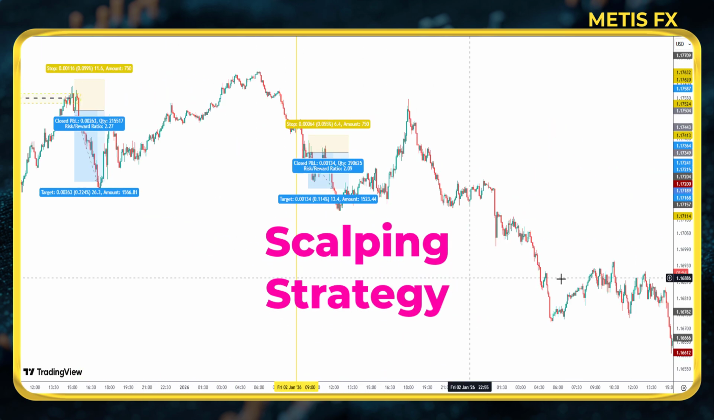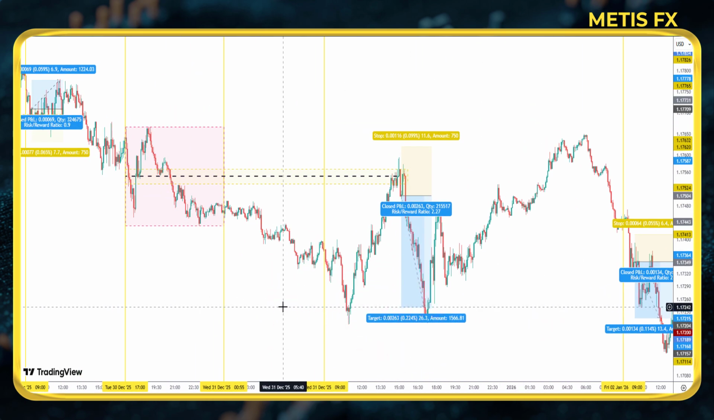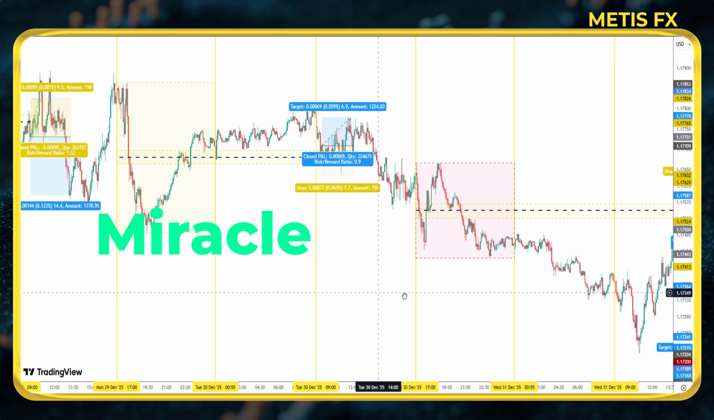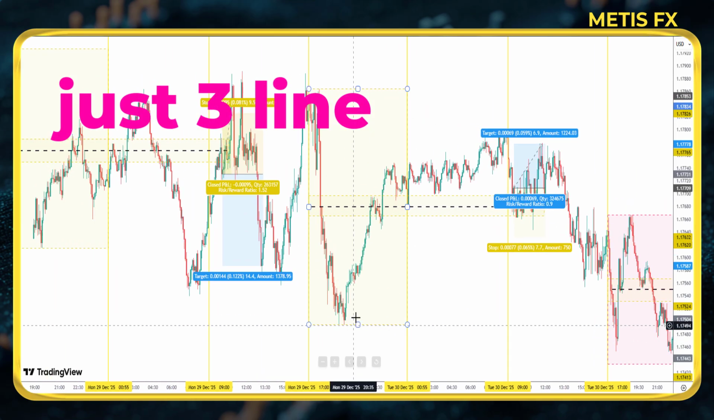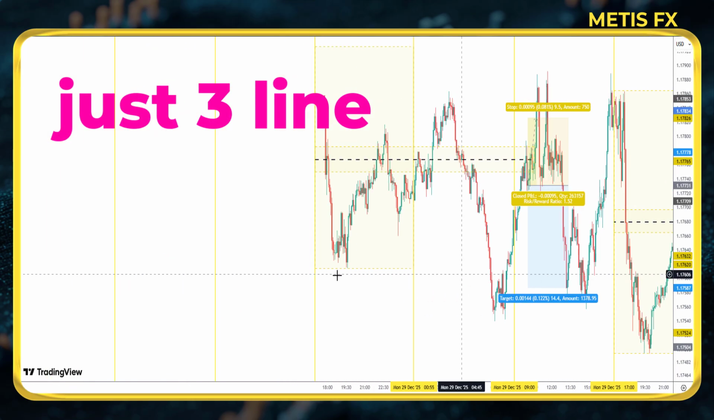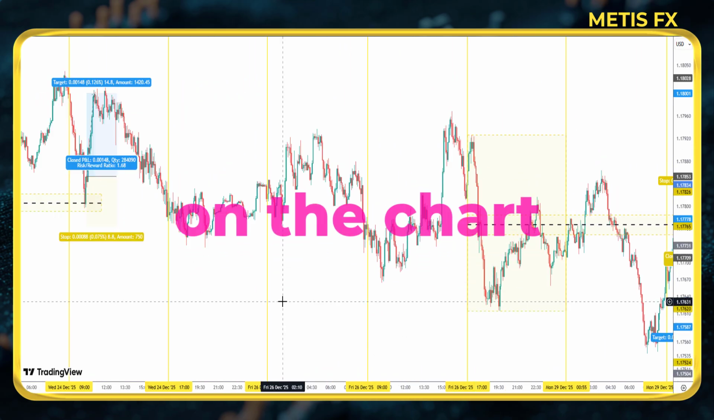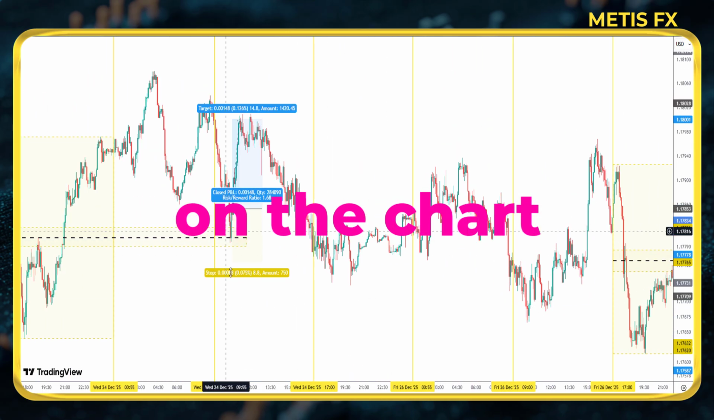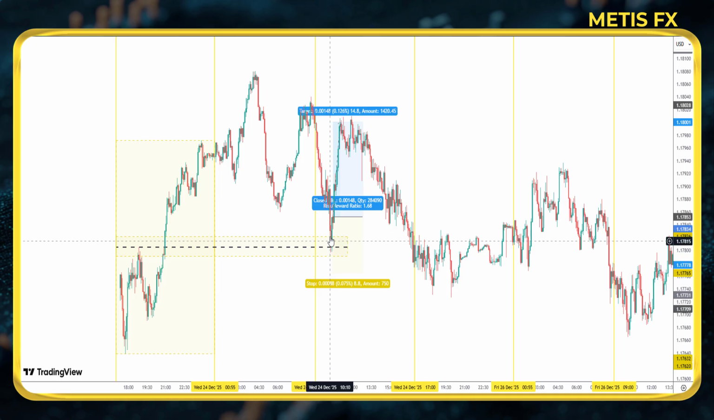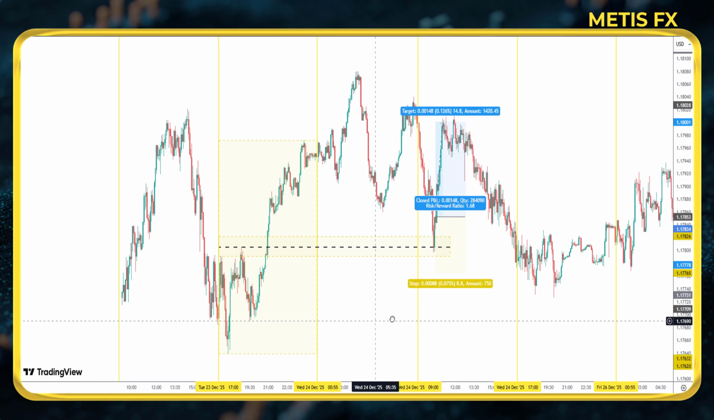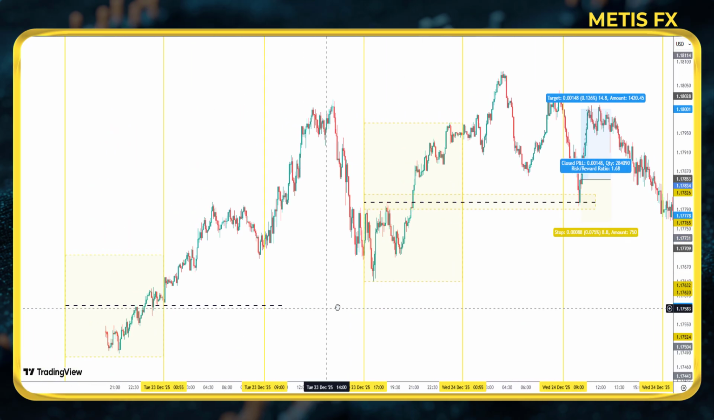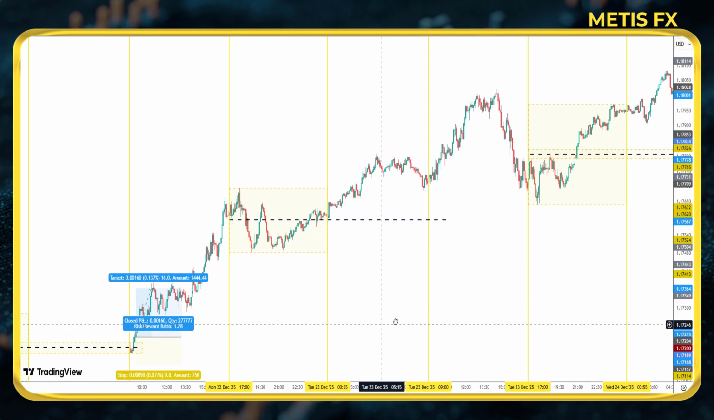With this scalping strategy, you can actually see the miracle, trading by drawing just 3 lines on the chart. This is not an ad, and it's not a lie. I'll prove everything directly on the chart with multiple real examples. In this video, I'll show you a completely indicator-free scalping strategy based only on price action and candles.